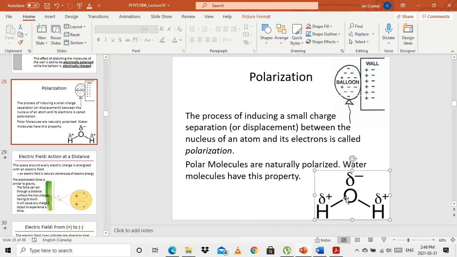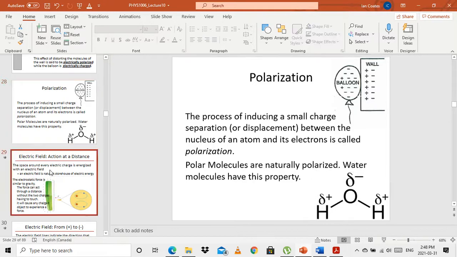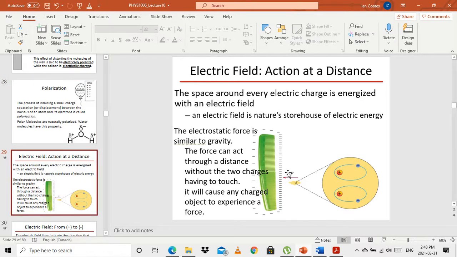You guys remember from chemistry, water. Okay, it's a polar molecule. Oxygen, very negative. The hydrogens, very small and insignificant. And water, thank goodness it's polar, or we wouldn't be here. The electric field.